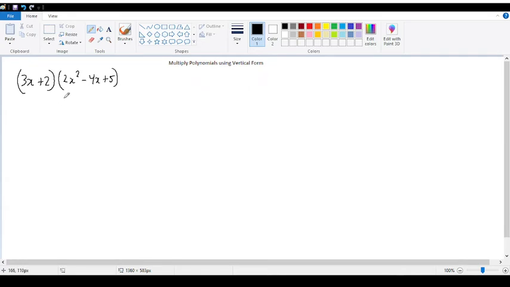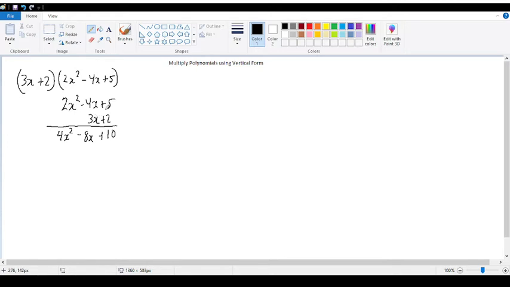I have here 2x squared minus 4x plus 5, and I put my second term, in this case the binomial, plus 2 at the bottom. So I'm going to be multiplying 2 times 5, that gives me 10. Please note that I don't put the one at the top of the second term there. Just bring it down because those are numbers. 2 times negative 4x will give me negative 8x. And 2 times 2x squared will give me 4x squared.